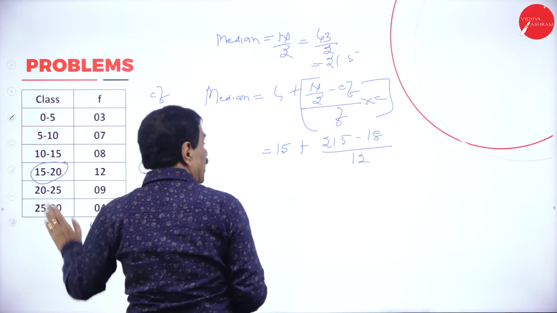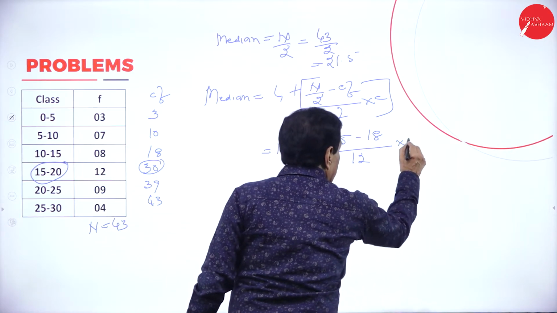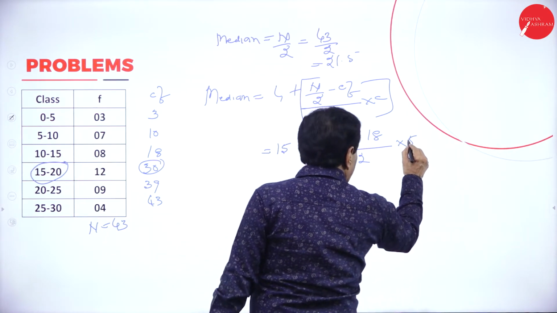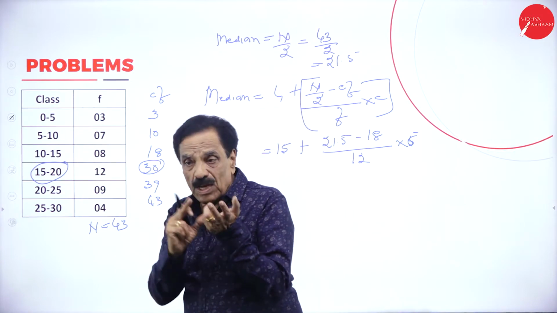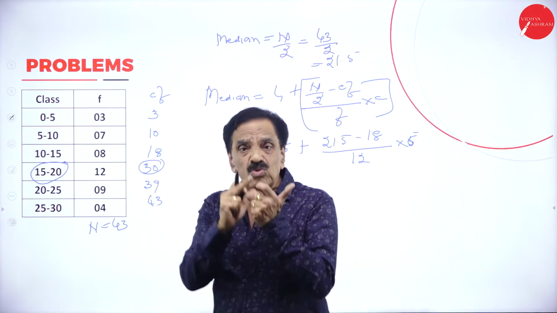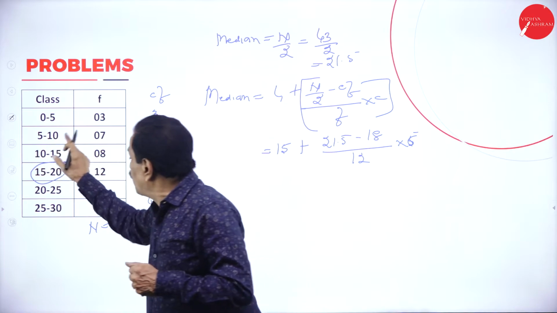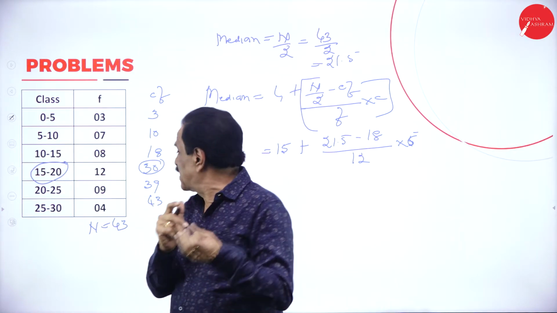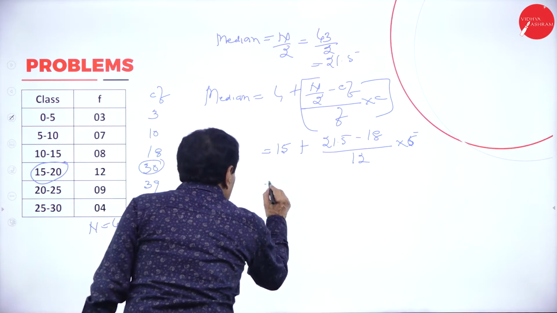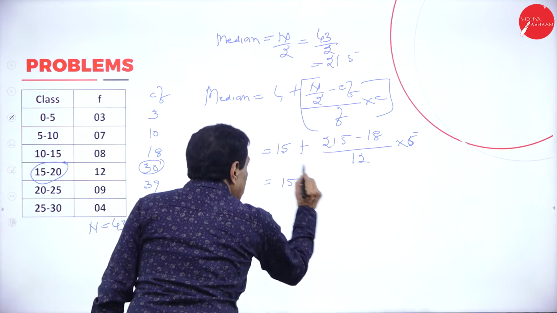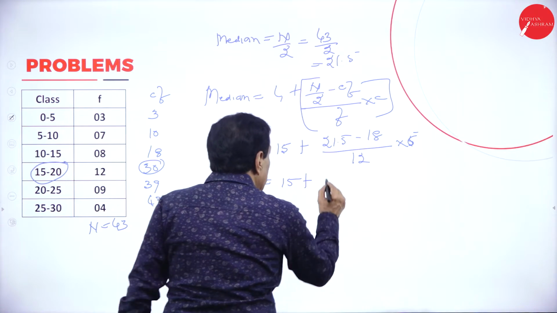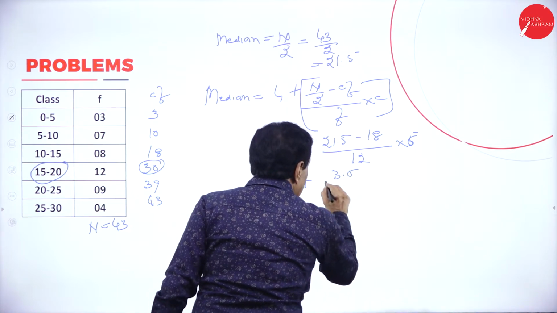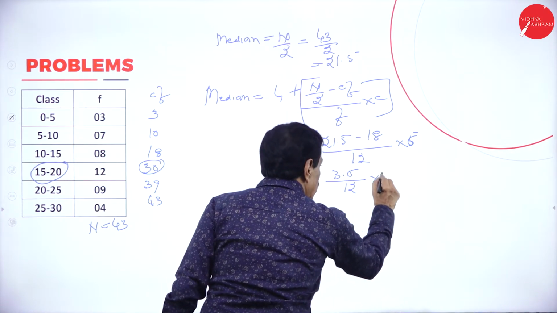Your class interval 0 to 5 means 5. When you say 0 to 5, the range goes 0, 1, 2, 3, 4. When you say 5 to 10, it is 5, 6, 7, 8, 9. Simplify this. 15 deduct 21.5, that means 3.5 divided by 12 into 5.